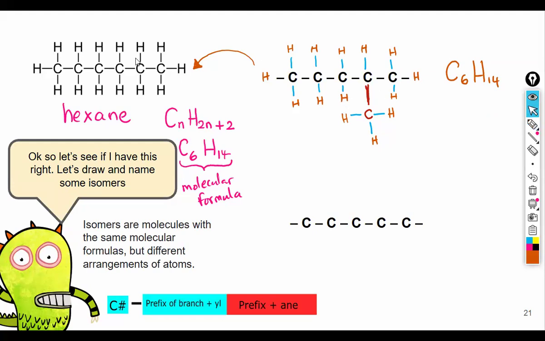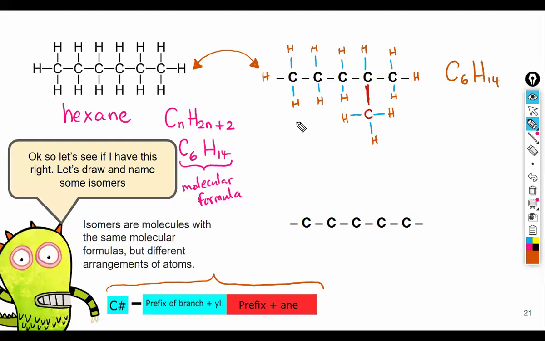Now tell me something. The original one is named hexane. Is the new one also named hexane? No. But do me a favor. I brought this over from last week. Name this alkane for me, the new arrangement. What is the name of the new arrangement?